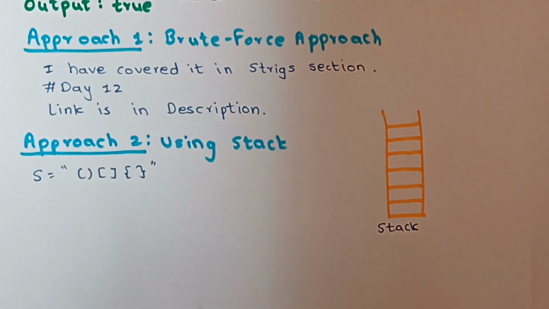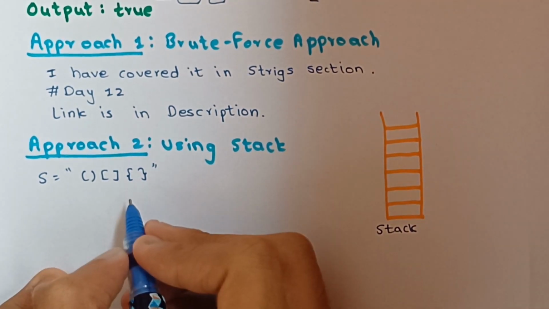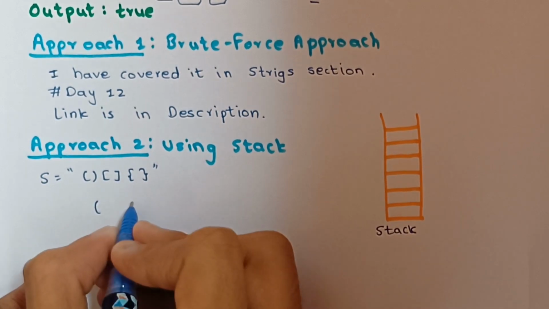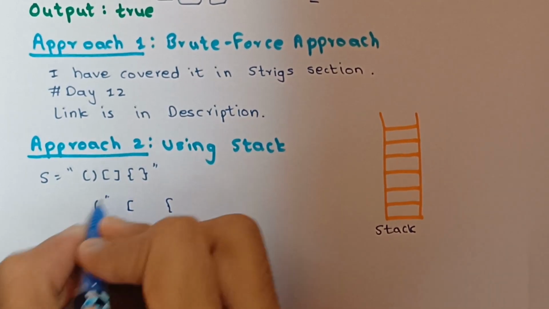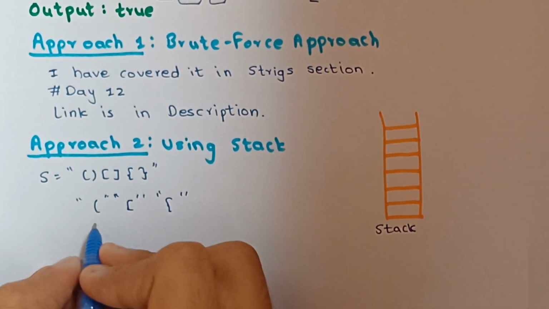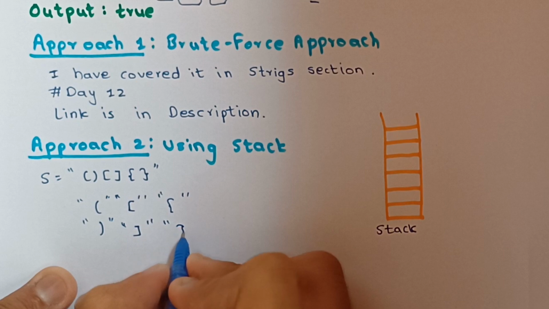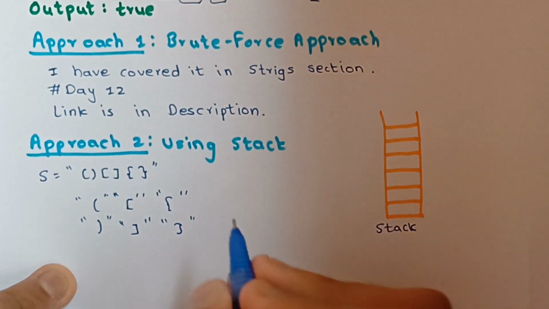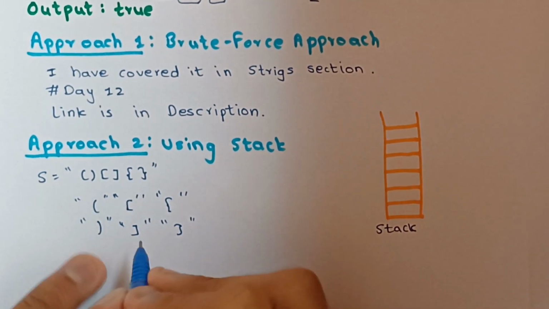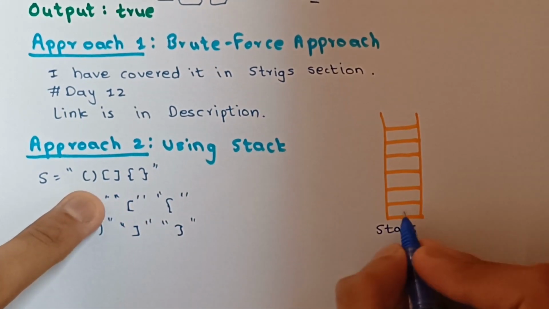What we will do is traverse this string throughout, simply traverse it. If we find an opening bracket, any one of these three, then we will push the corresponding closing bracket, as it is. So we first find the opening round bracket, and we push the closing one.